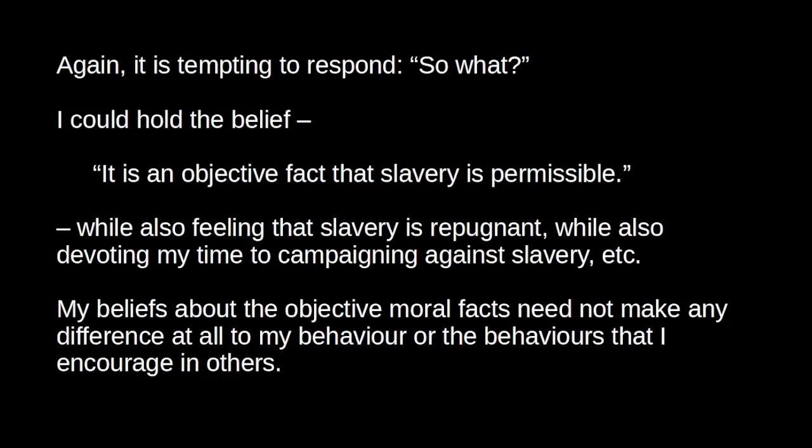So basically, I could say, I don't care about these objective facts, right? I don't want a world where people are enslaved. And so my belief about the objective moral facts need not make any difference to my behavior. And nor is it obvious why it should make a difference to my behavior. This is the worry.